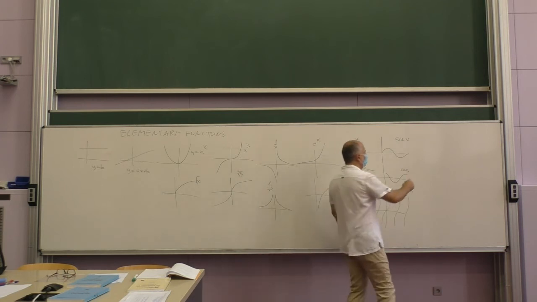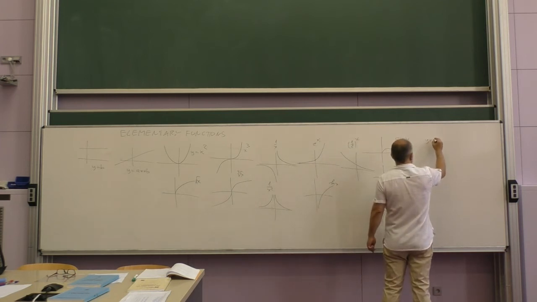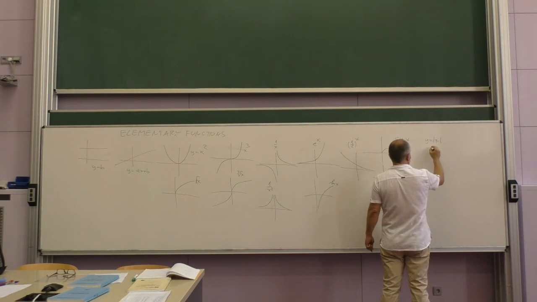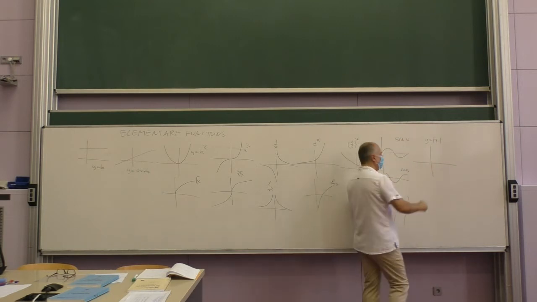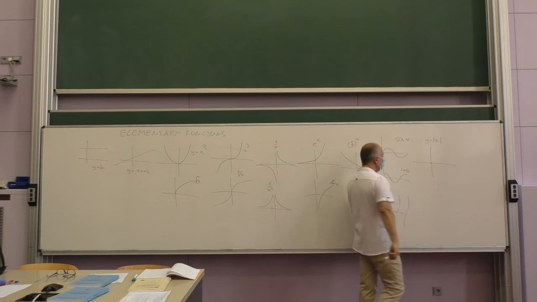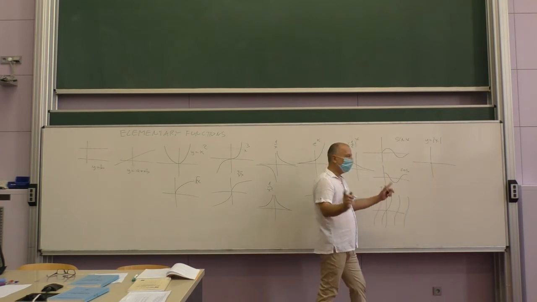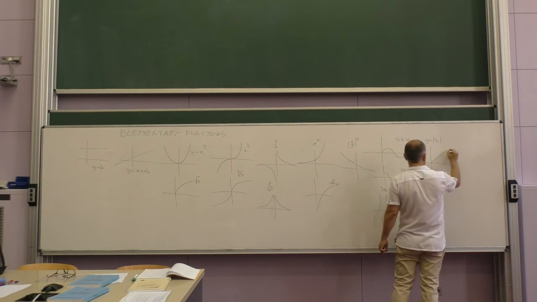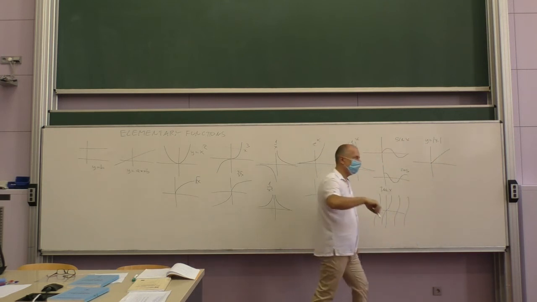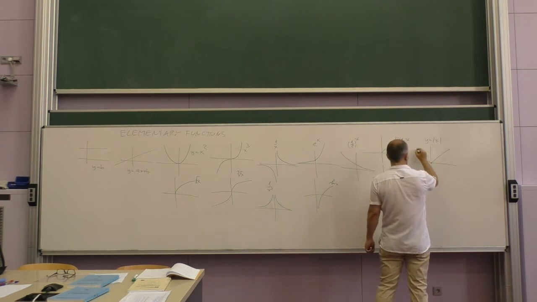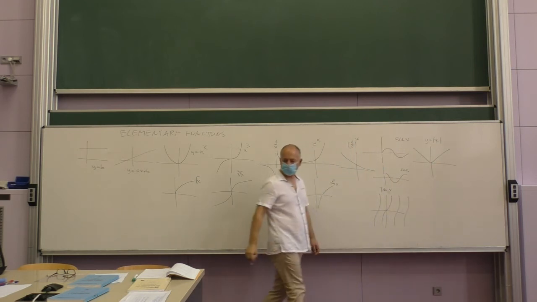It's good to know the graph of the function y is the absolute value of x. For 0, the result is 0. For positive x, we can remove the absolute value, it's just x. But for negative x, we have again a positive result, which gives a function like that.